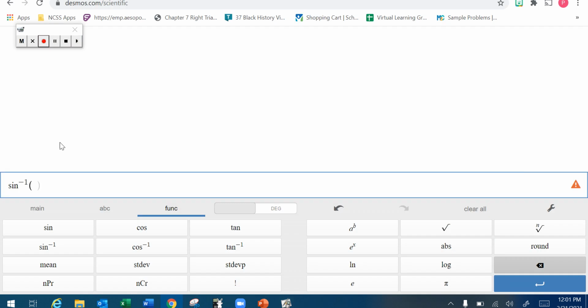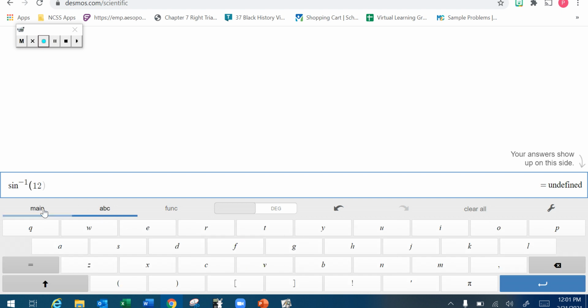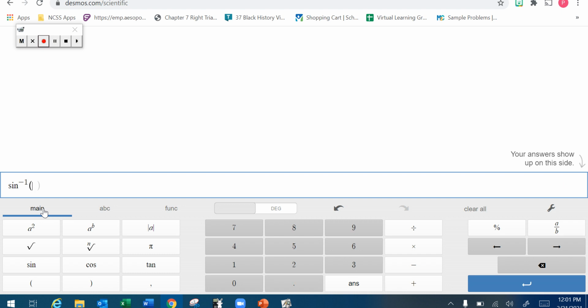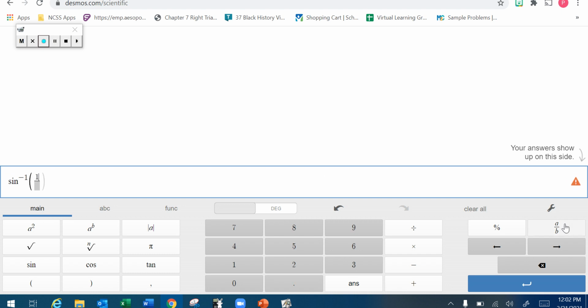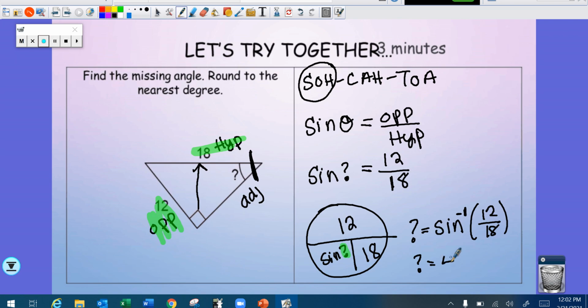And then we're going to type in 12 over 18. Let me see if this divide here. We go back to main, then I'm going to go ahead and do the ABC key. 12 over 18. Close that up, and we get, rounded to the nearest degree, 42 degrees is the answer to that question. So we have 42 degrees, and that's the angle.